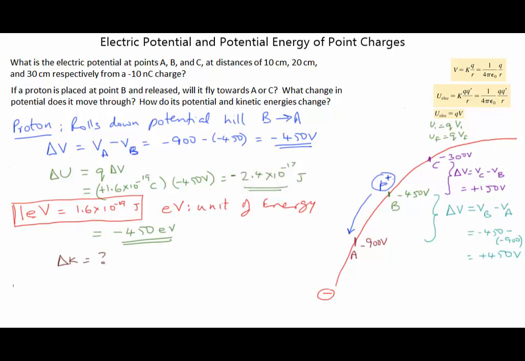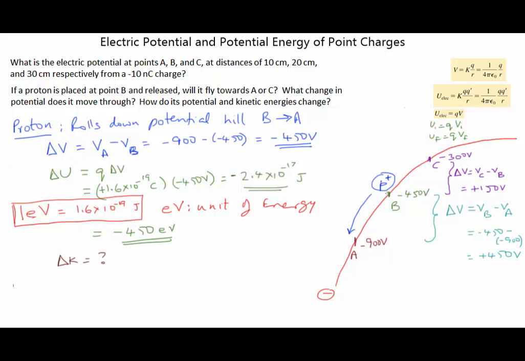Well, we know that if we release a charge, a positive charge, it's going to fly towards the negative charge, and as it does that, it's going to gain speed. Just like when a ball is dropped, as it falls towards the ground, it gains speed. So we would expect the kinetic energy to go up, but let's see if it does that.